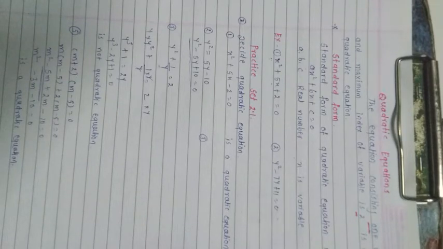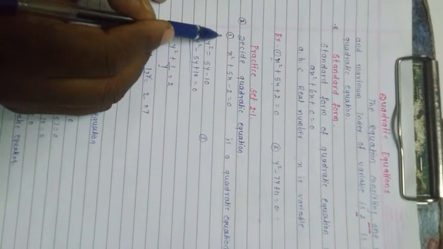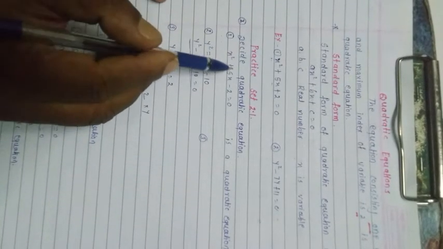The definition of quadratic equation consists of two conditions: that the equation must consist of one variable and the index of the variable is 2, maximum index is 2. If in this way the equation is given, then we can say that the equation is a quadratic equation. If not, the equation is not a quadratic equation. Now first example of this we have to decide quadratic equation.